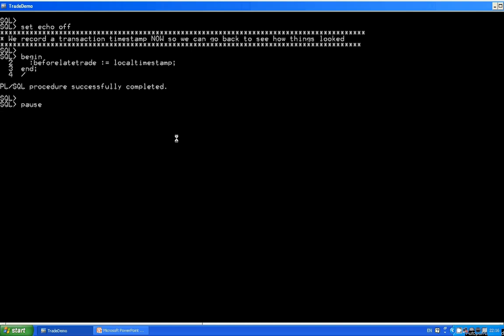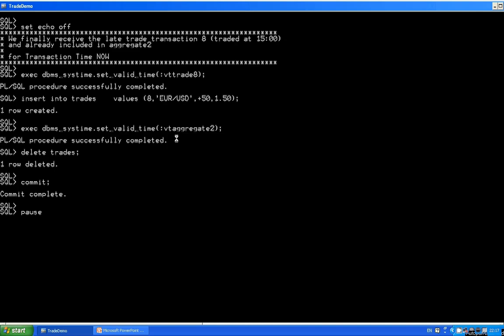Again, make another transaction timestamp just before we receive the late trade. So as you probably can remember, we've received all 10 trades except for trade 8, and sometime well after 5 PM on the second day we're now going to receive the 8th trade, that late trade. Trade 8 was actually traded at 1500 hours. We only received it at a much later transaction time.